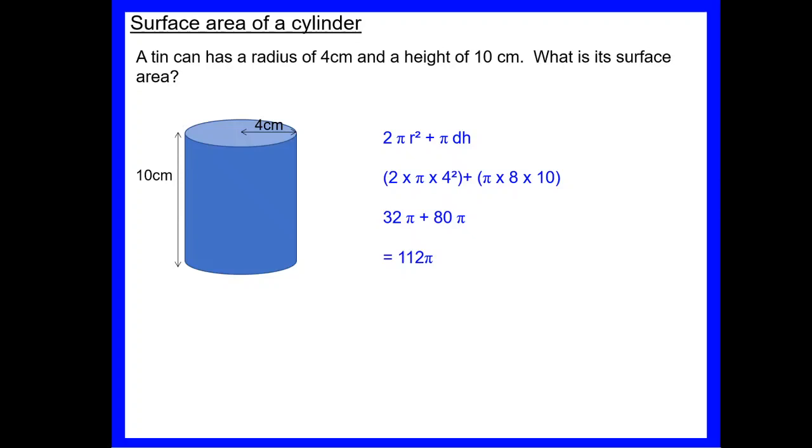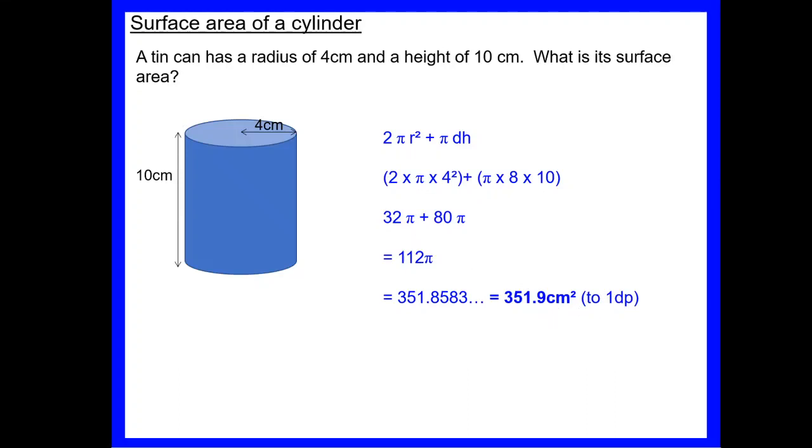If I want to now work that out as a decimal, I can do 112 times pi in my calculator, which is 351.8583. Remember, we do at least 4 decimal places before we do any rounding, and then we can round that to 1 decimal place, 351.9, and our units centimeters squared.